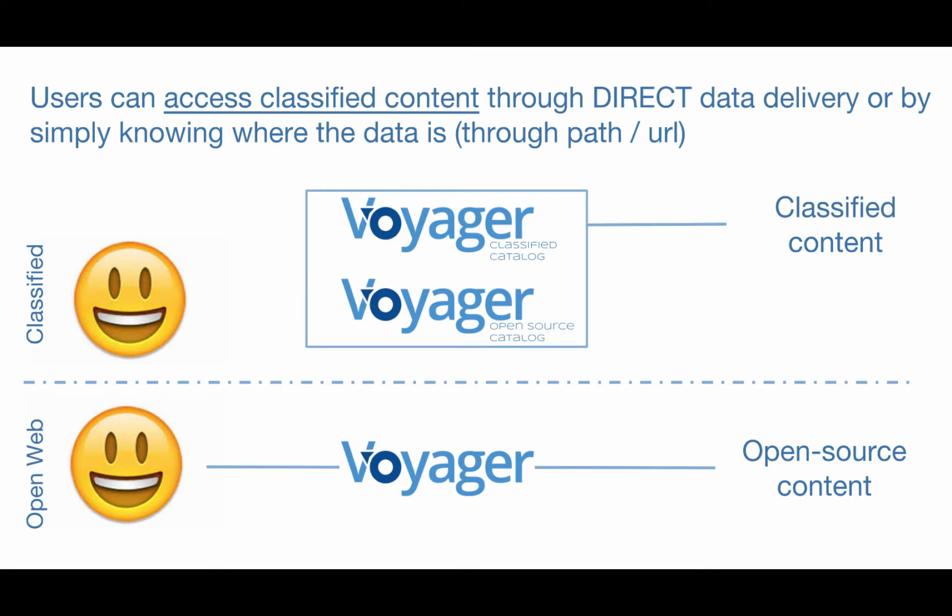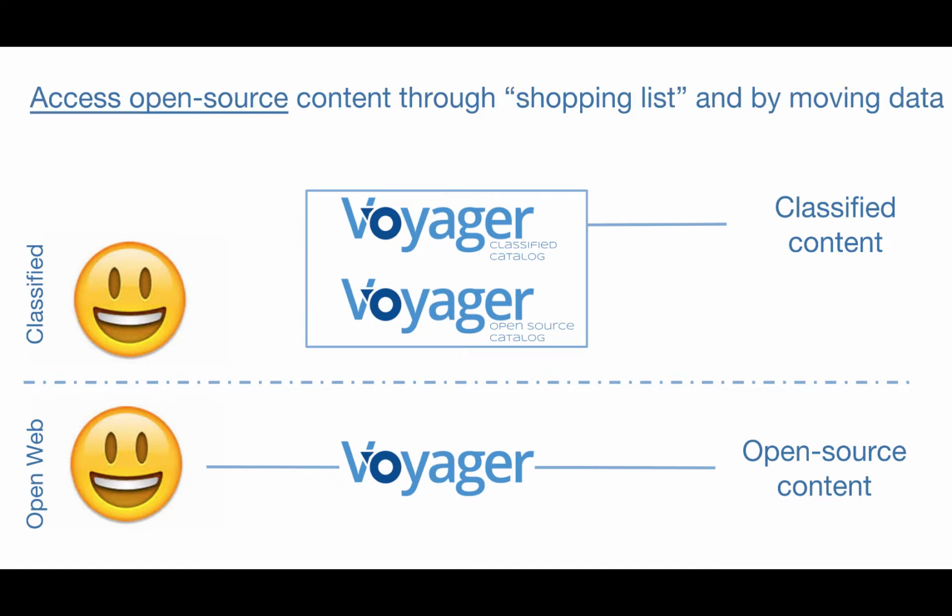Users can access the classified content through direct data delivery or by simply knowing where the data is. So people can query, and we can provide a response to whatever data they're looking for. And then they can take a particular item that they'd like to use and request it, and then we can provide direct delivery by giving them the path to where the data is inside their classified environment or the URL where they might access it.